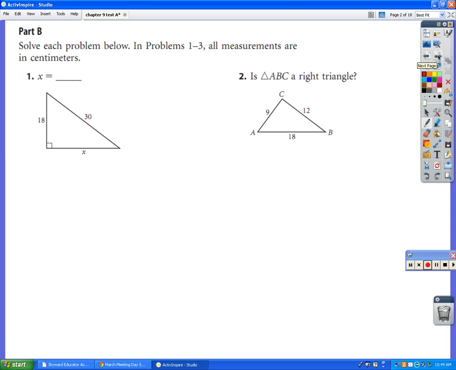All right, then for part B, just simple application of the stuff that we've learned. So what is the formula that I can write? Hold on a second. A squared. Okay, so yeah, so we're going to go a squared plus b squared equals c squared. What's 18 squared plus x squared equals 30 squared.